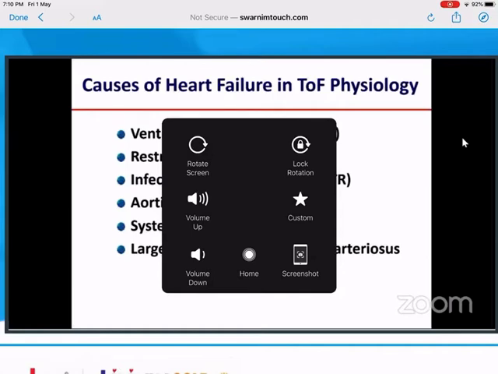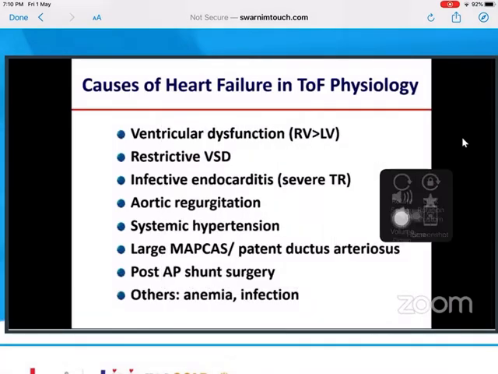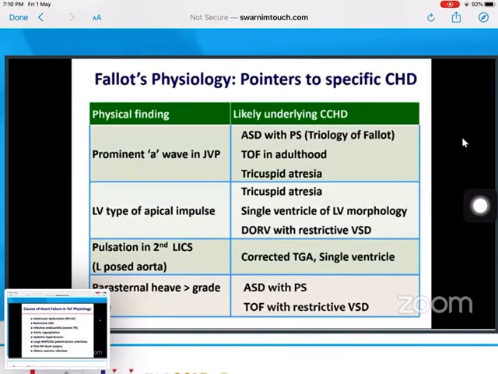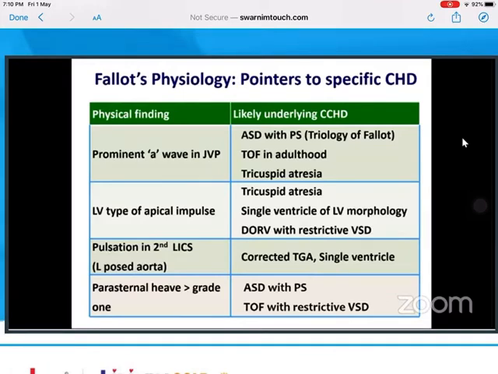So that's a rare cause of heart failure. Sometimes a very large shunt, especially done in infancy, can produce heart failure over a period of time. And there could be some very unusual reasons like anemia and all. This is a slide that I think has been partly shown by Dr. Saurabh, but I will just try and highlight on physical examination how you can differentiate tetralogy from others.